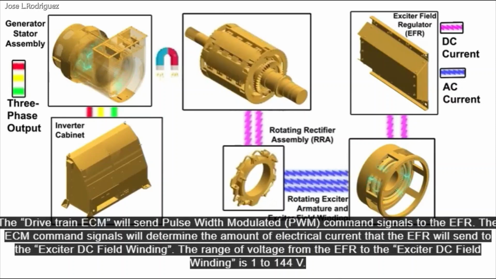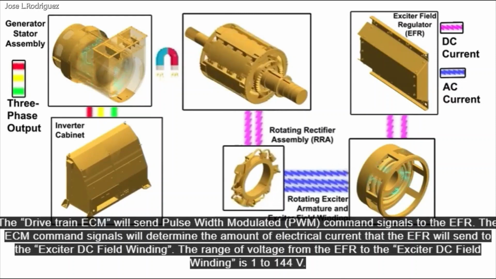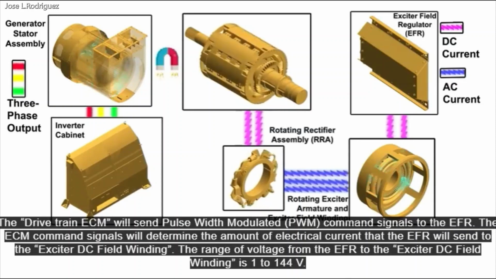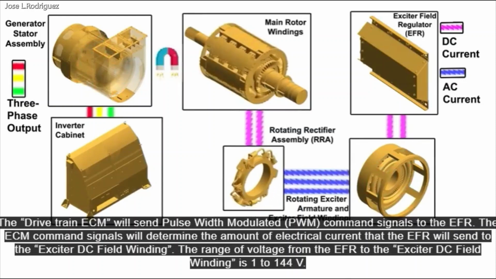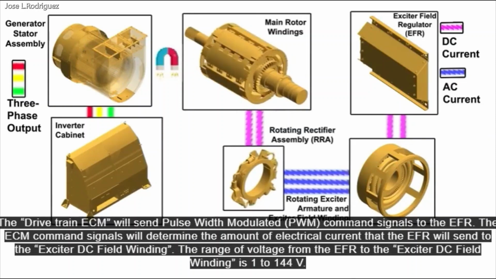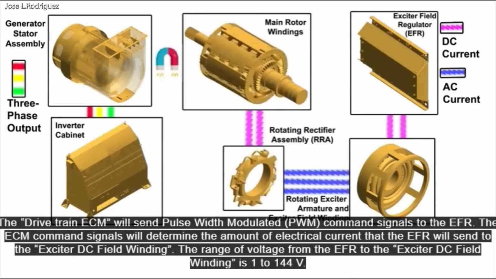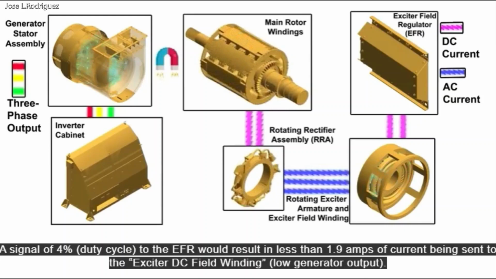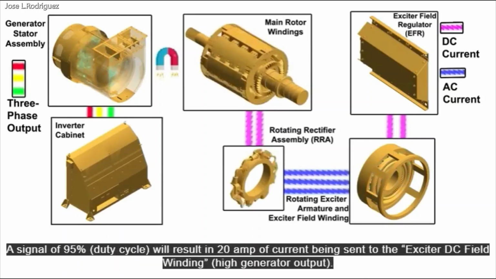The ECM command signals will determine the amount of electrical current that the EFR will send to the exciter DC field winding. The range of voltage from the EFR to the exciter DC field winding is 1 to 144 volt. A signal of 4% duty cycle to the EFR would result in less than 1.9 amps of current being sent to the exciter DC field winding, low generator output. A signal of 95% duty cycle will result in 20 amp of current being sent to the exciter DC field winding, high generator output.